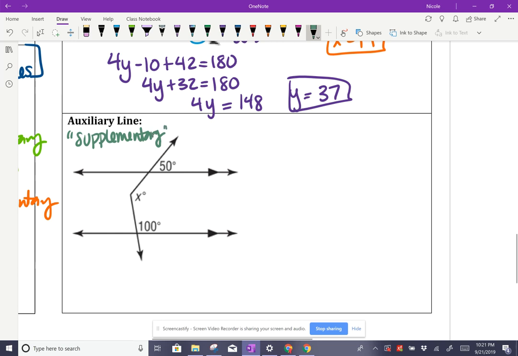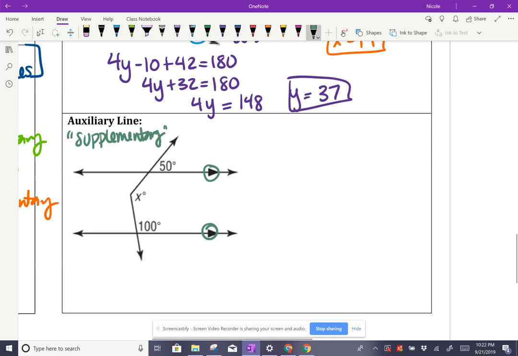The auxiliary line is a line we are going to add in between our parallels. So we have these two marked as parallels. We're going to add a third additional parallel, and that line is going to aid us in finding out information about things like x that we have here.